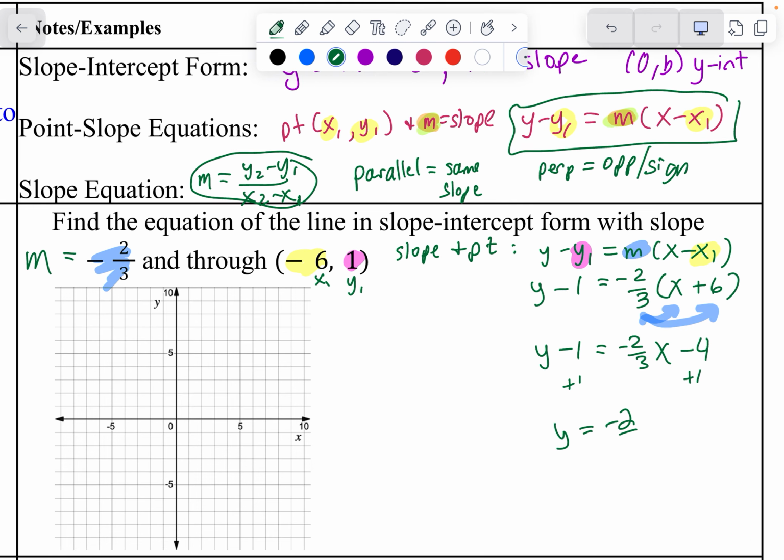Okay? So now let's graph it. You can graph it from the original information. You could graph it from the equation. Let's graph it from the equation, and then we'll be able to check our work. So it's going to be a good way to check our work. So start at negative 3. Count down 2 over 3. Or you can go up 2 to the left 3. And make your line.